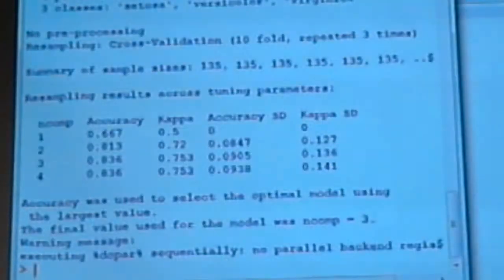But anyway, here this is part of the output. It talks about resampling results across tuning parameters. These are the final results, and then it says the final value used for the model was n equal 3.